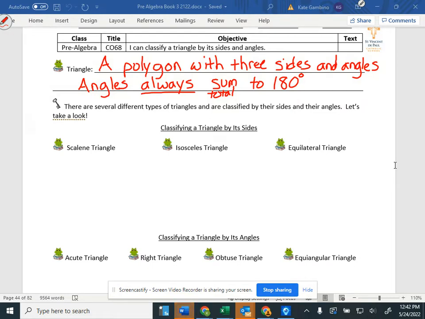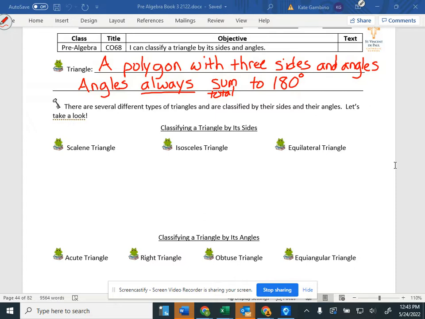There are several different types of triangles and they are classified by their sides or by their angles. It's really important to note, in my Math 6 class, we just worked with classifying the triangles, and some of us got tripped up if it was a side classification or an angle classification. So you have to pay attention. Are we looking at their sides? Are we looking at the angles?